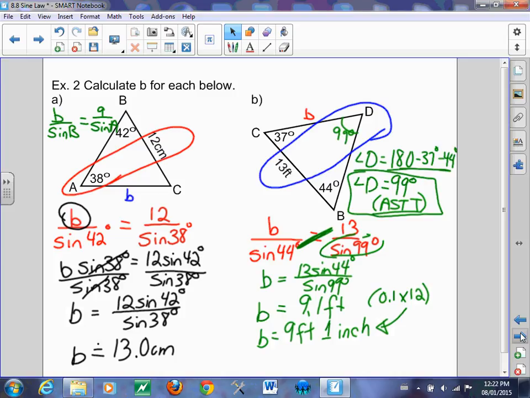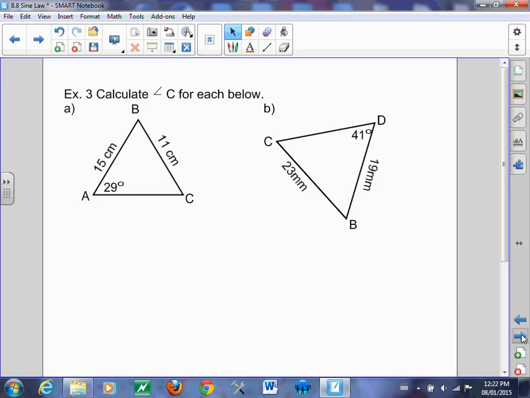Awesome. Okay, folks, that's finding side lengths. Let's see if I have another one here. Now we're going to find angles. We do things a little bit different here. To find the angle, we also have to be given the side that's opposite to it. For example, in 3A, it says calculate angle C. So angle C is what we're trying to find. Good news is we have the side length that's attached to it.